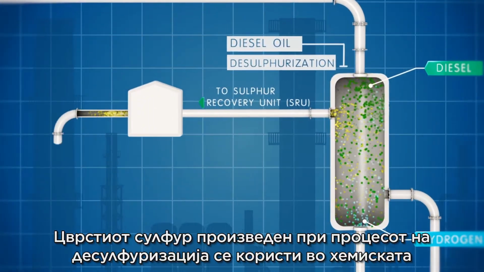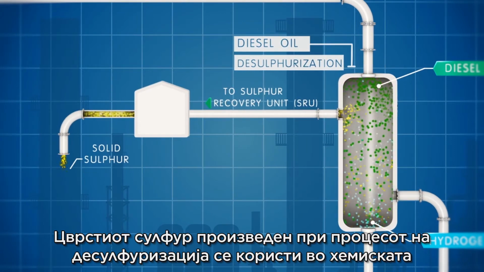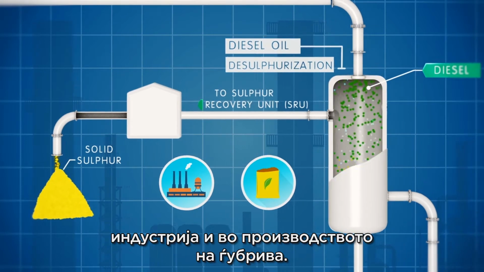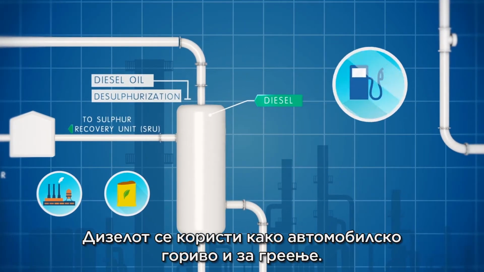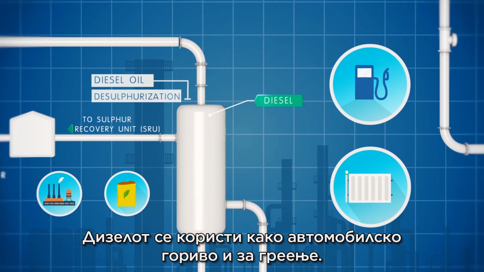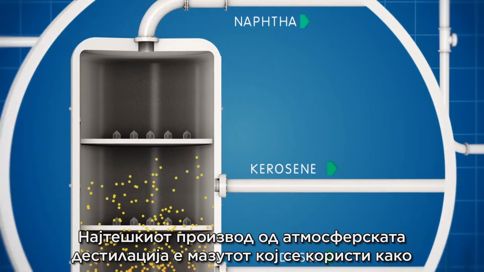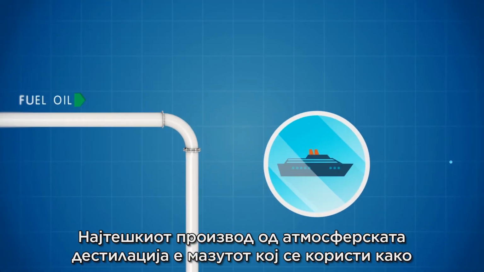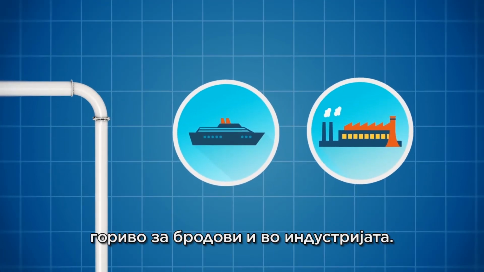The solid sulfur produced from the desulfurization process is used by chemical industries and in the production of fertilizers. Diesel oil is used as motor and heating fuel. The heaviest product of the atmospheric distillation is fuel oil, which is used as fuel in ships and in industry.